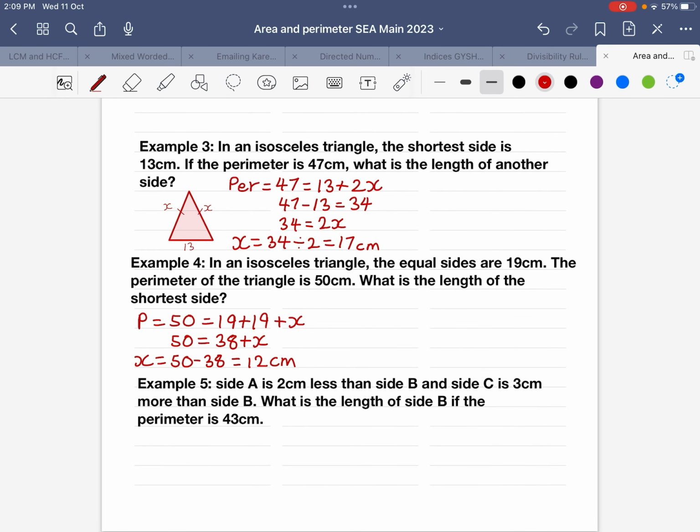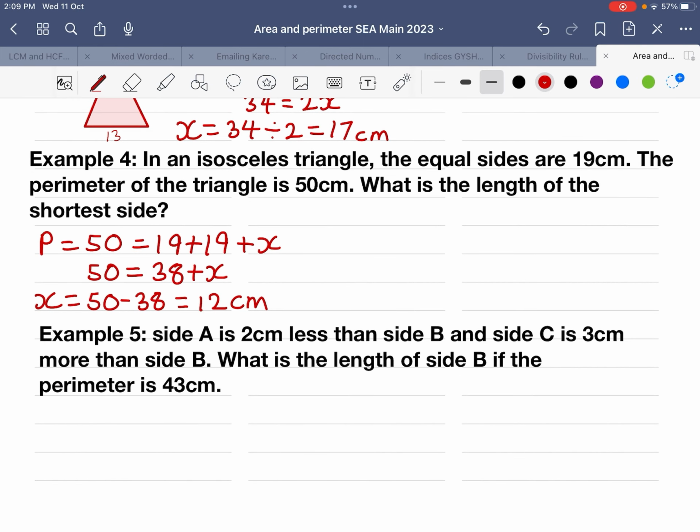And lastly, we have example 5. Side A is 2 centimeters less than side B, and side C is 3 centimeters more than side B. What is the length of side B if the perimeter is 43 centimeters? So if you are familiar with my unequal sharing video, we can solve this using that same method.